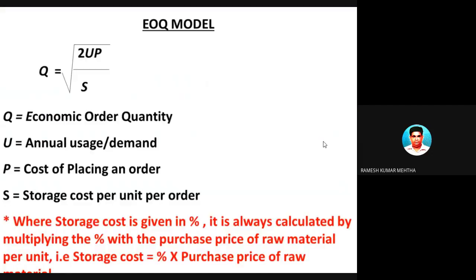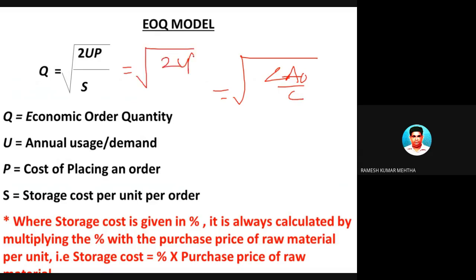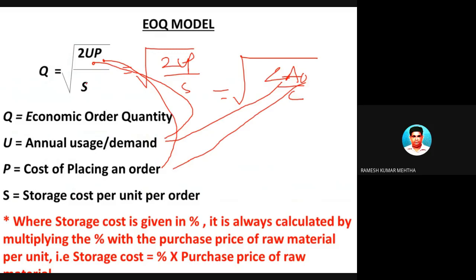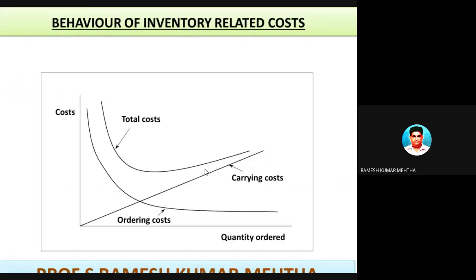Now let's take up the full form of 2AO by C. Some people use some notations, but you can use these. You have to just remember them. U stands for annual usage or annual demand, that is the same as annual consumption. P stands for ordering cost, or cost of placing an order. S stands for carrying cost, inventory carrying cost, or inventory storage cost. Until this point, I feel that you have understood it.